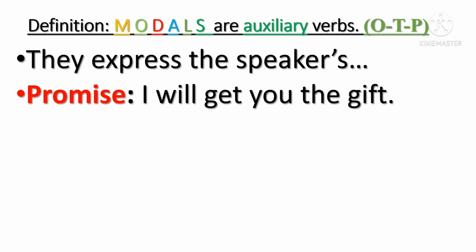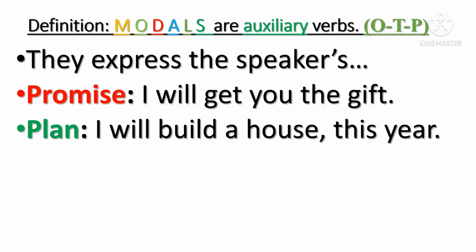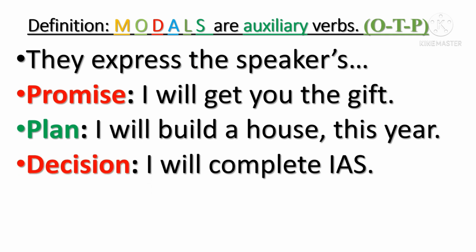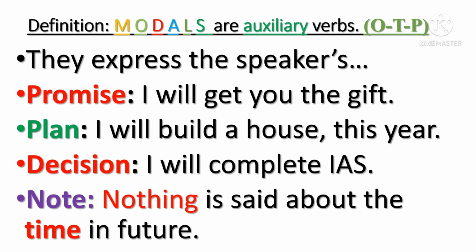ಪ್ರಾಮಿಸ್ ವಿಲ್ ಯೂಸ್ ಮಾಡ್ತೀವಿ, ಪ್ಲಾನ್ ವಿಲ್ ಯೂಸ್ ಮಾಡ್ತೀವಿ, ಡೆಸಿಷನ್ ವಿಲ್ ಯೂಸ್ ಮಾಡ್ತೀವಿ. ನಥಿಂಗ್ ಇಸ್ ಸೆಡ್ ಅಬೌಟ್ ದ ಟೈಮ್ ಇನ್ ಫ್ಯೂಚರ್. ಯಾವಾಗ ಮಾಡ್ತೀವಿ ಅದನ್ನ ಏನು ಹೇಳೋದಿಲ್ಲ, ಆದರೆ ಇವೆಲ್ಲವನ್ನು ನಾವು ಫ್ಯೂಚರ್ಗೆ ಸಂಬಂಧಪಟ್ಟ ಹಾಗೆ ಯೂಸ್ ಮಾಡ್ತೀವಿ. ಪ್ರಾಮಿಸ್, ಪ್ಲಾನ್, ಡೆಸಿಷನ್, ಎವ್ರಿಥಿಂಗ್ ಈಸ್ ಅಬೌಟ್ ಸಮಥಿಂಗ್ ಅಬೌಟ್ future. You see the future and plan the present.